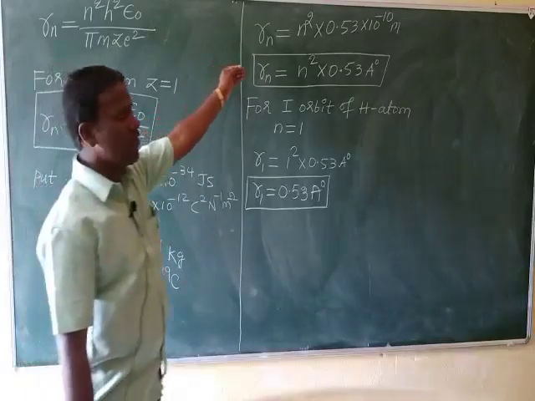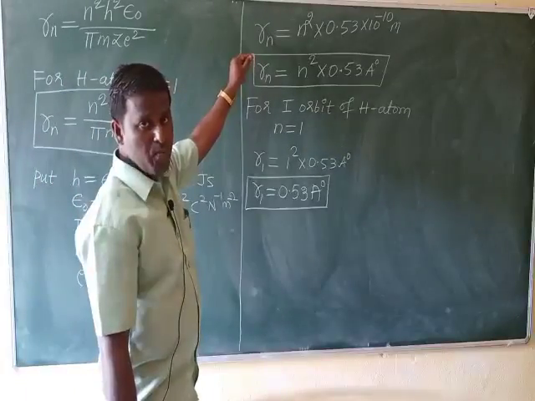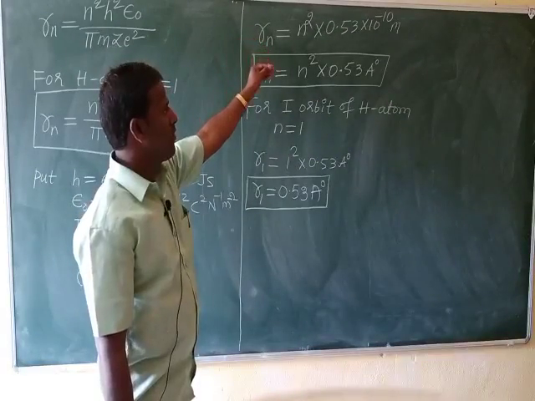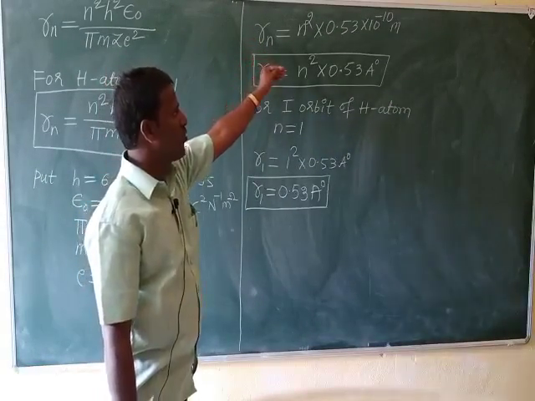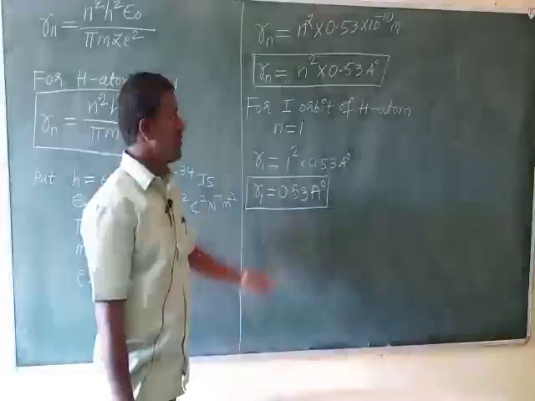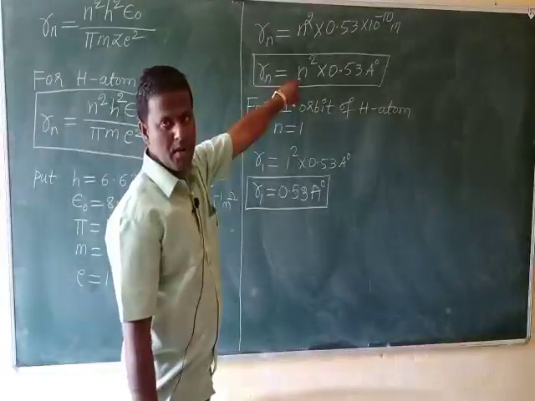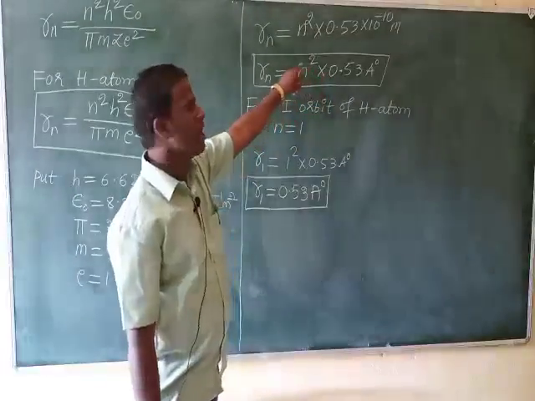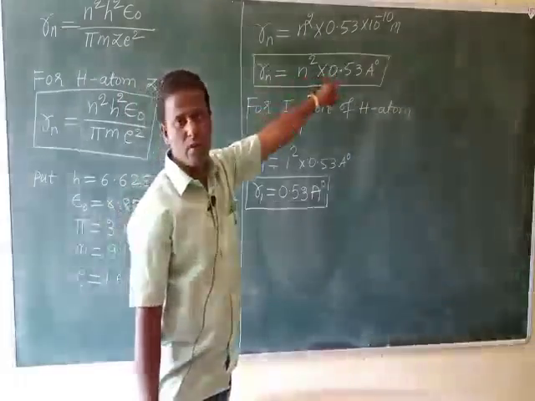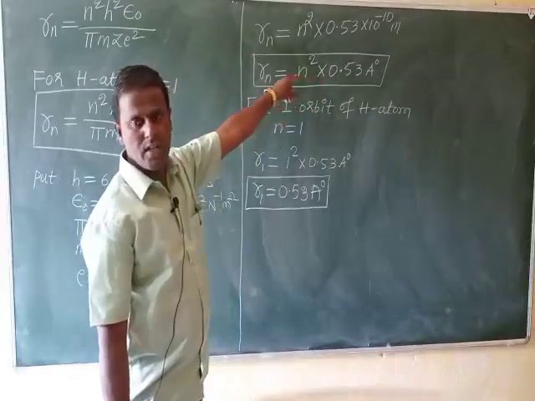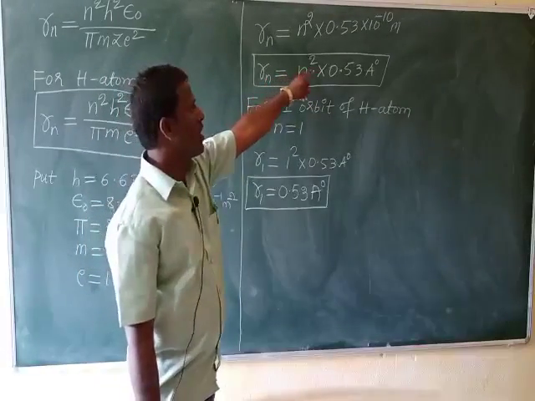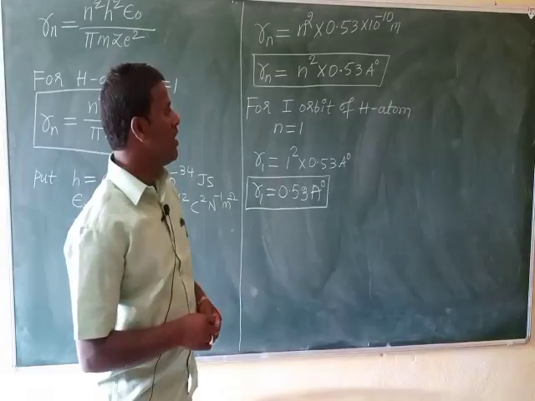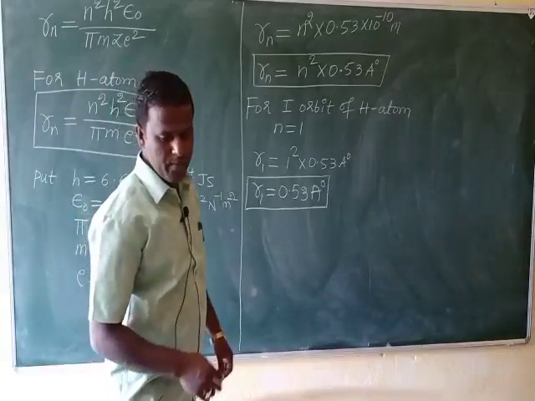There is a direct formula for finding the radius of different orbits of the hydrogen atom: Rn equals n square into 0.53 angstrom. For the second orbit, 2 square is 4, so 4 into that value. For the third orbit, 3 square is 9 into that value. For the fourth orbit, 4 square into that value. So you can easily find the radius of different orbits of the hydrogen atom.